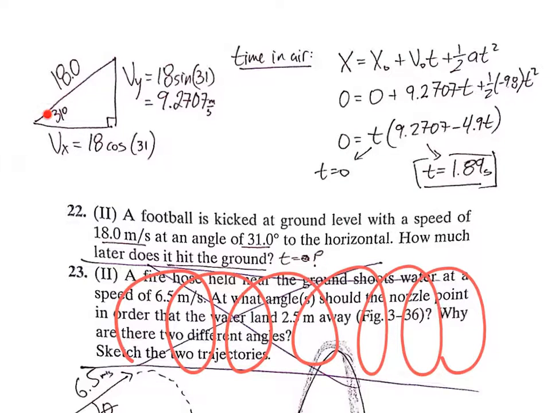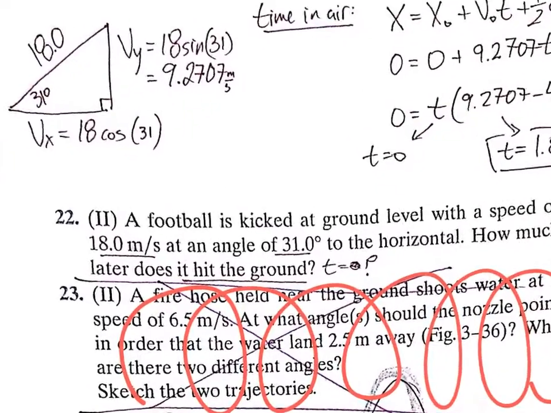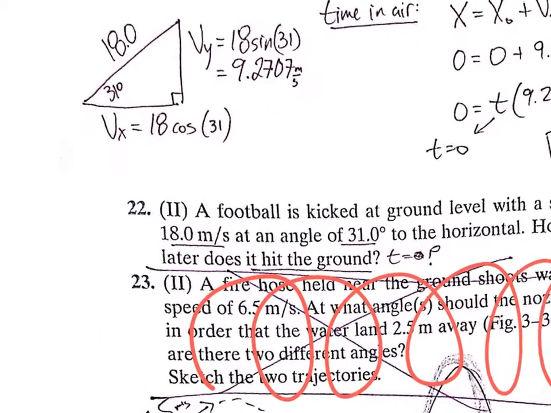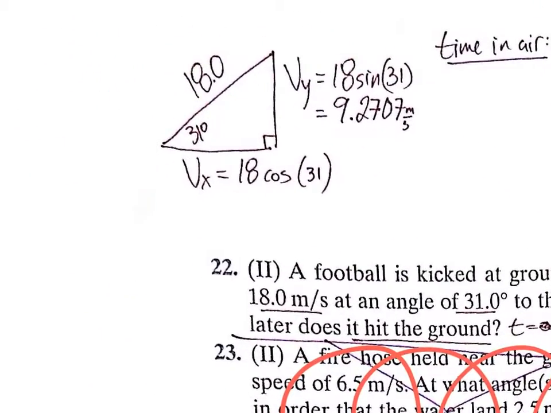I took 18 meters per second and 31 degrees, drew a little triangle. First things first, calculated horizontal velocity, horizontal component of velocity and vertical component of velocity. We're looking for the time in the air, and so our given information would be something like this. We know that, I'm going to slide this over, so the ball is going to do that, land on the ground.